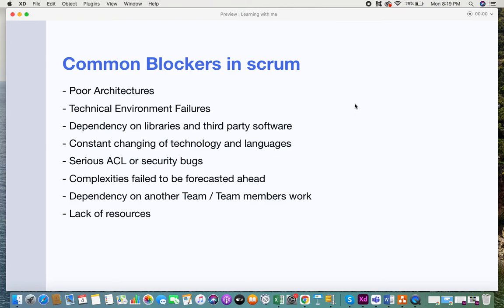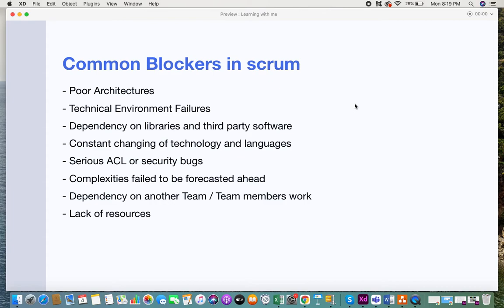The next one is complexities that fail to be forecasted ahead. Generally there are certain complexities and situations that you wouldn't have predicted during estimation of your features or requirements. These complexities arise during the development phase. Sometimes it might be really complex and it might take a lot of time, resource or effort, or it might also cause you to redo your entire work. So this particular complexity can be a blocker in your project.